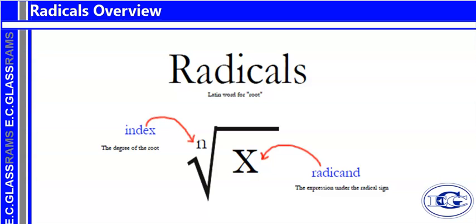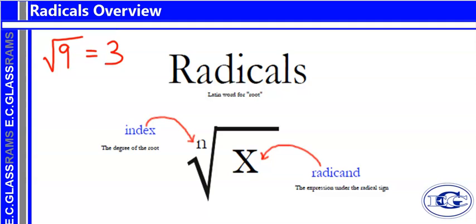So for example, let's say we have the square root of 9. So this is a basic radical sign. If there's no degree number there, that means you can assume it's a square root. And all it's asking is this: what number times itself would equal 9? Well, in this case, that would be 3. 3 times 3 is equal to 9.